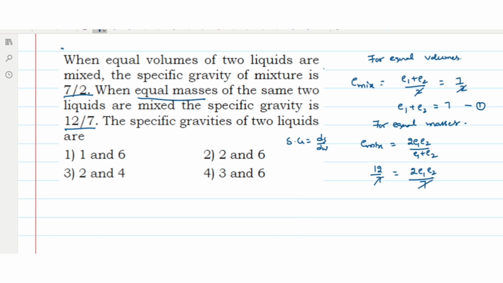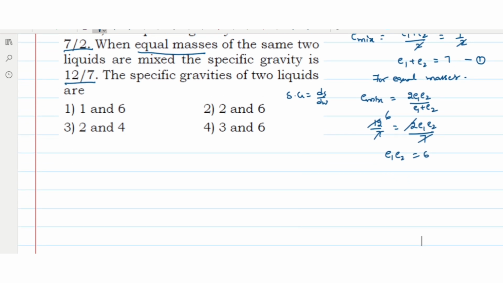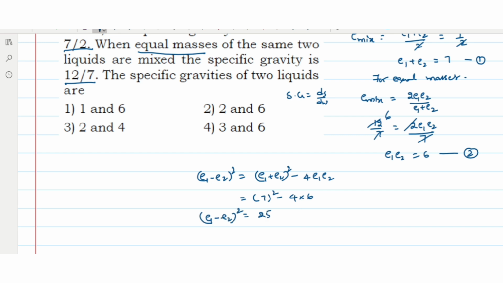Then here 7 gets cancelled, 2 times 6. Then rho 1 into rho 2 equals 6. Then rho 1 rho 2 and rho 1 plus rho 2 values you know, you just substitute in the first and second equations. So rho 1 minus rho 2 whole square, the formula a minus b whole square, will be a plus b whole square minus 4ab. Rho 1 plus rho 2 you know already, 7 whole square minus 4 into 6 you have to substitute. It's 49 minus 24, you get 25. So rho 1 minus rho 2 whole square is 25. Then rho 1 minus rho 2 will be 5.